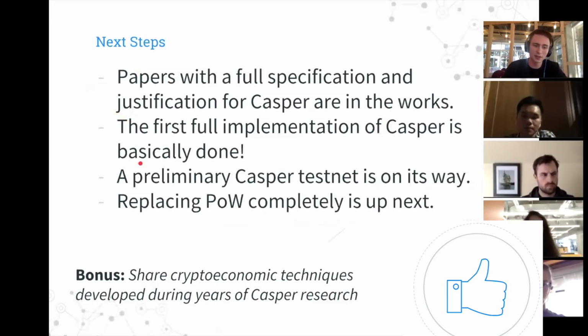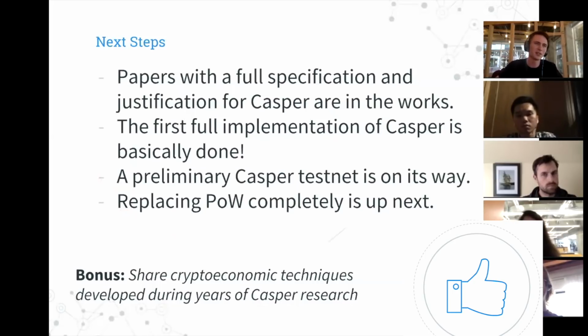Also, the first full implementation of Casper is pretty much done, which is awesome. And a preliminary Casper testnet is on its way. I call it testnet. And replacing proof of work completely is up next. Vlad has implementations of Casper that use a different block proposal mechanism. Also, Phil has Snow White, which is yet another block proposal mechanism.